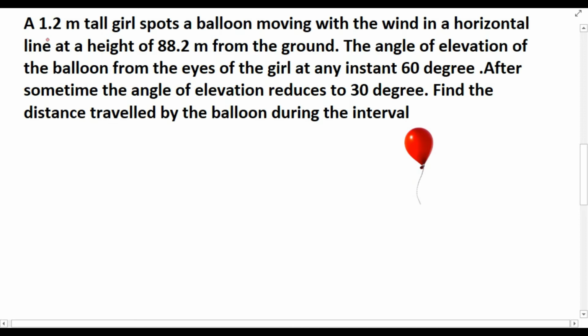So the next question is, a 1.2 meter tall girl spots a balloon moving with the wind in a horizontal line at a height of 88.2 meter from the ground. The angle of elevation of the balloon from the eyes of the girl at any instant is 60 degree, and after some time the angle of elevation reduces to 30 degree. Find the distance travelled by the balloon during this travel.